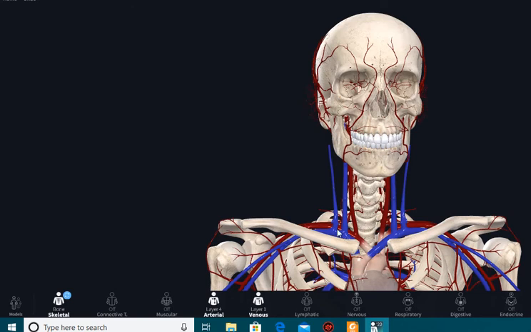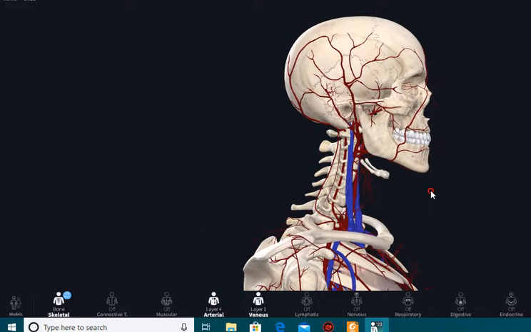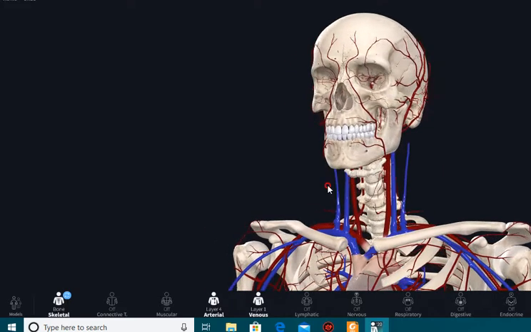But here, this is the right brachiocephalic trunk, and this is the left brachiocephalic. This is the right brachiocephalic vein, and this is the left brachiocephalic vein. So it's going to end at this portion. Now here is going to be the external jugular vein, and this one is the internal jugular vein. These are the two main veins which are involved with the draining in the head, the external and internal jugular veins.